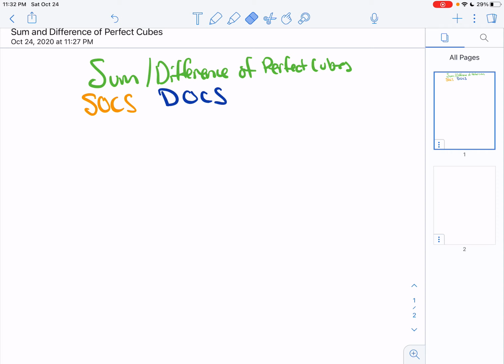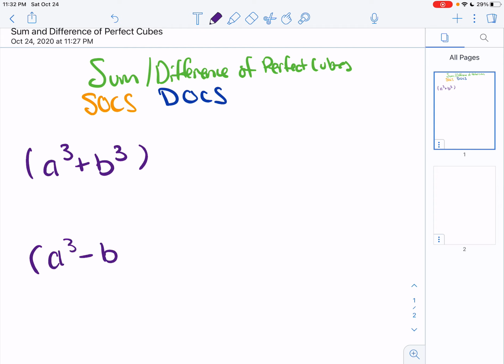We're talking about sum and difference of perfect cubes, or as you learned it, SOCS and DOCS. So basically how this works is if we have something that looks like a cubed plus b cubed, or if we have a cubed minus b cubed. So the first one is SOCS because it is a sum. So sum of cubes, and then DOCS, difference of cubes. So this one is SOCS.